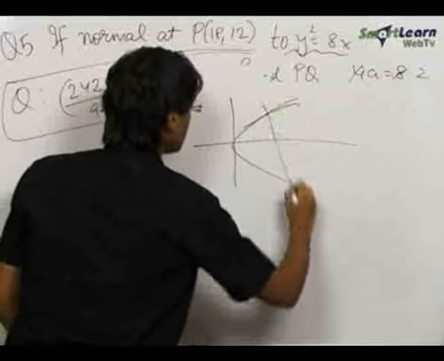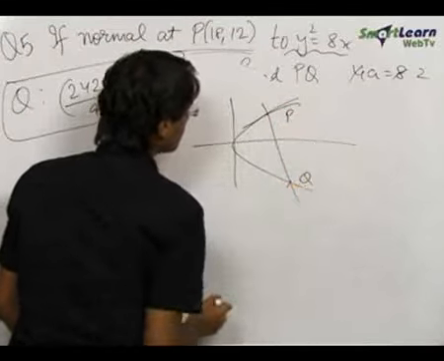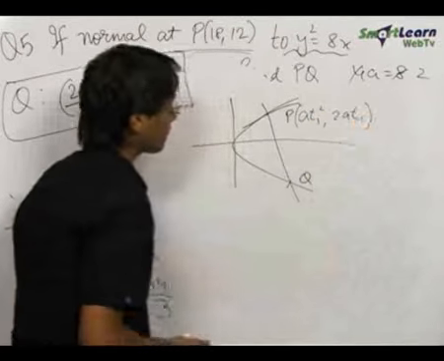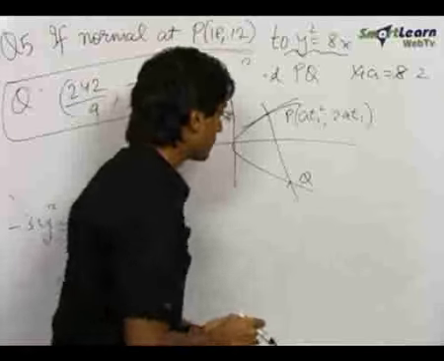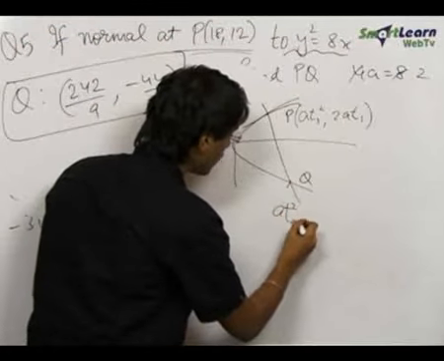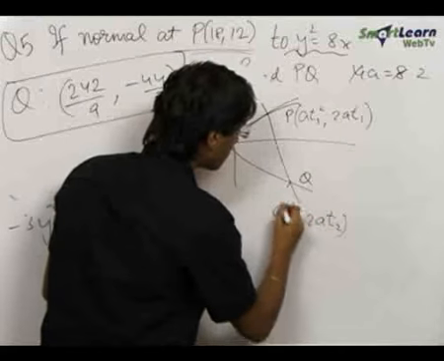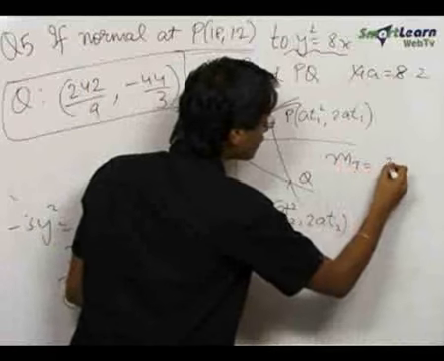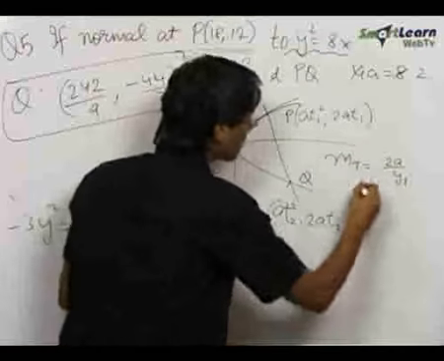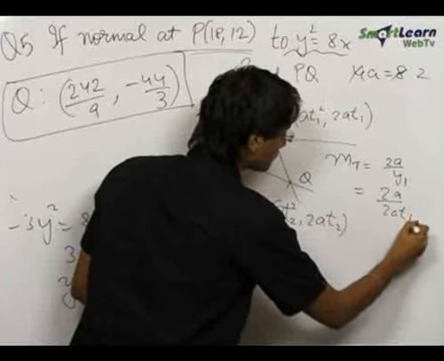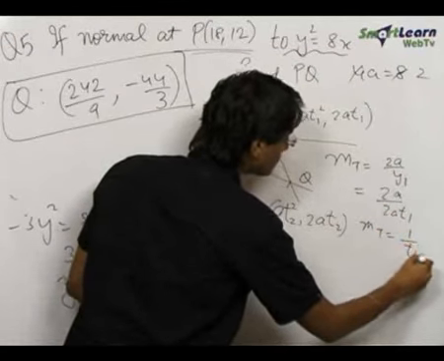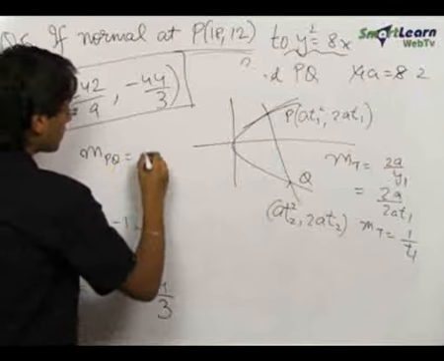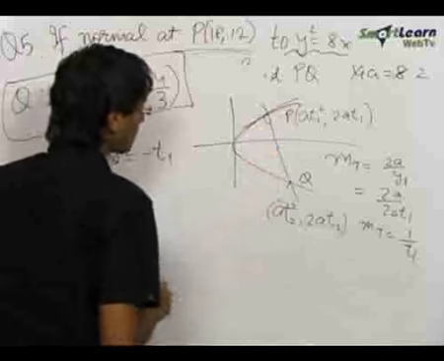This is a parabola, this is a normal with points P and Q. We can assume P to be (at1², 2at1), which is a general point on any parabola y² = 4ax, and similarly we can assume the point Q to be (at2², 2at2). Now we know that the slope of tangent is 2a/y1, which becomes 2a/2at1, or 1/t1. So the slope of line PQ becomes −t1, since PQ is the normal also.